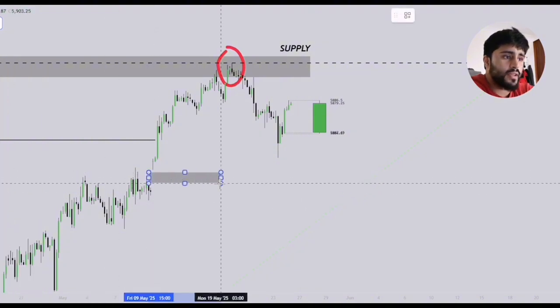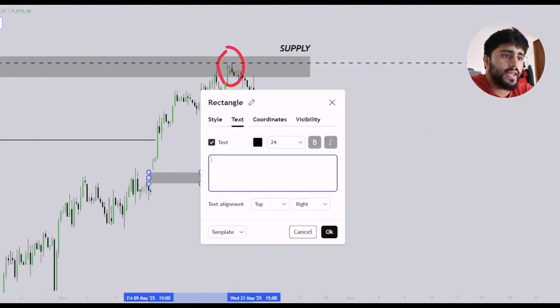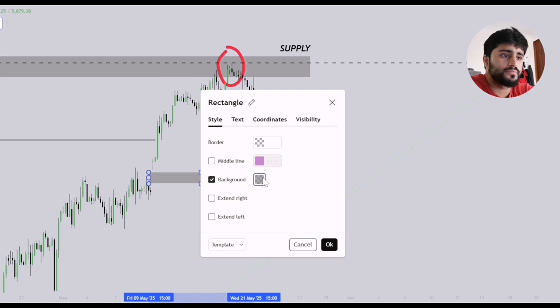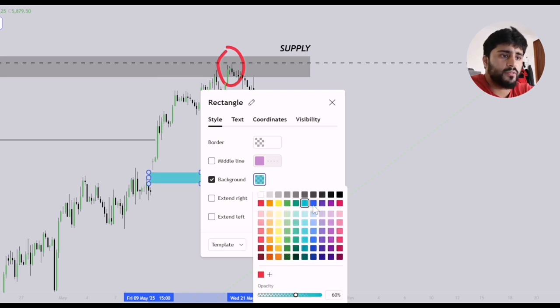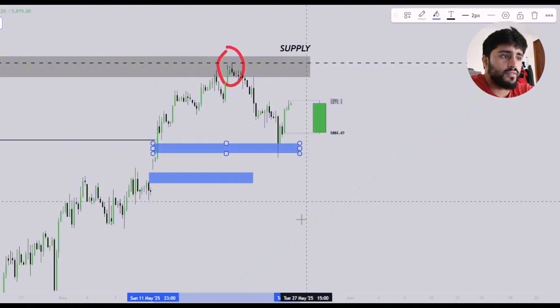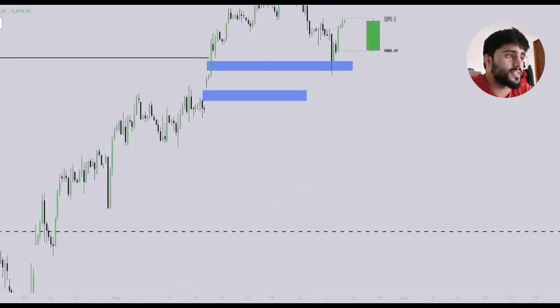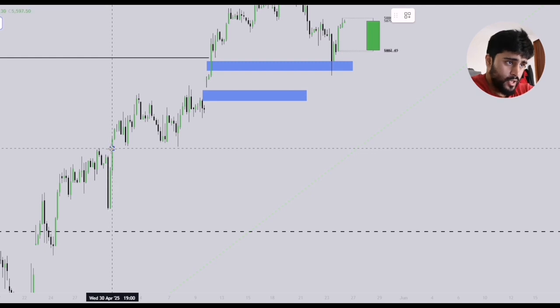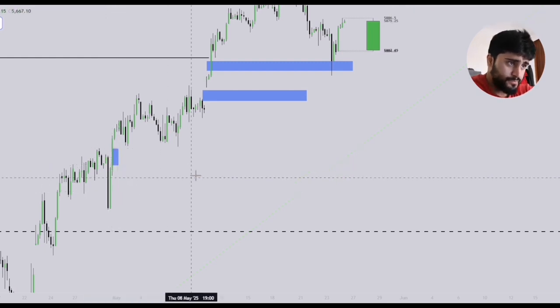Now we have a gap over here. So I'm just going to start marking this out. So we have a gap over here. Let's label this in blue. This is a gap, right? We can treat a gap as a fair value gap. The market could react off this gap. We have reacted off this fair value gap. And we also have some fair value gaps down here as well. So this is price also leaving a fair value gap.